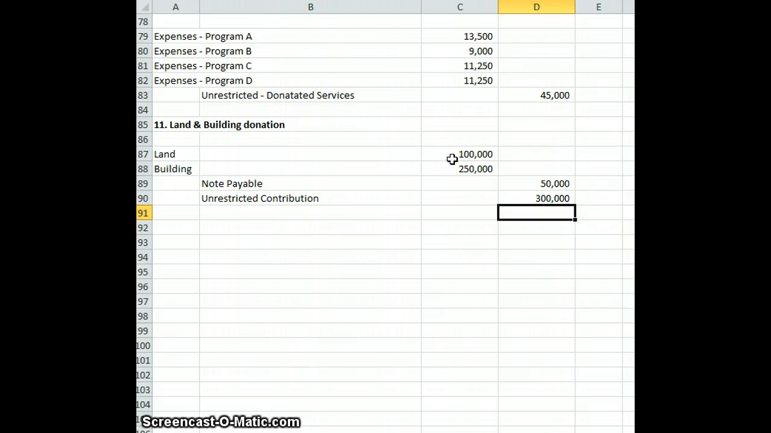And that is it for problem 13-5. This is again some typical entries for nonprofits. One thing again you'll see is that they don't differ that much from for-profit. It's mostly in the restrictions and how we account for the restrictions: temporarily restricted, permanently restricted, or unrestricted.